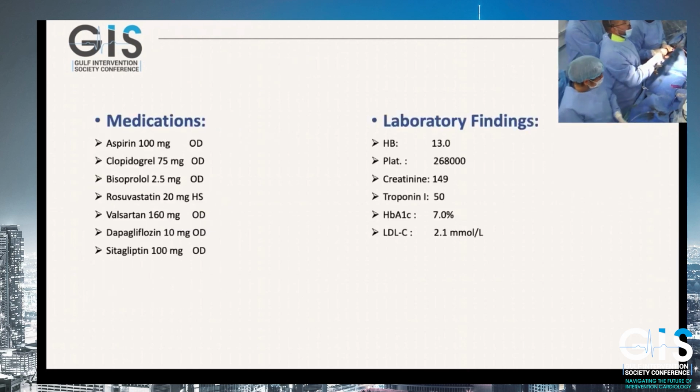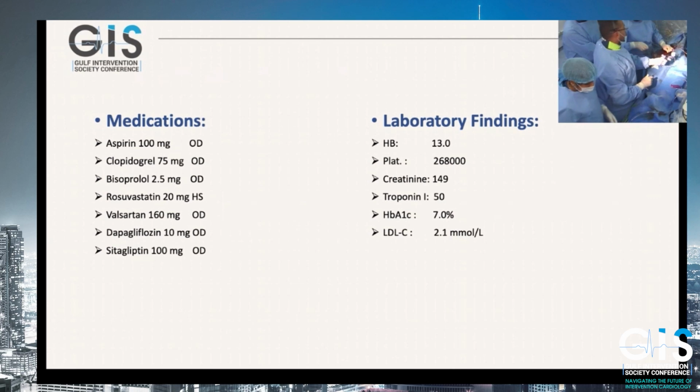When it comes to his medication, he's on the usual dual antiplatelets, beta blocker bisoprolol, high-intensity statin, valsartan 160, SGLT2 inhibitor dapagliflozin 10 milligram daily, and sitagliptin. When it comes to his lab findings, his hemoglobin is fine, 13 gram per deciliter, platelet count 268,000, creatinine 149 micromole per liter. His high-sensitivity troponin came back to normal. It's 50 yesterday. His hemoglobin A1C is 7%, and his LDL cholesterol is 2.1 millimole per liter.